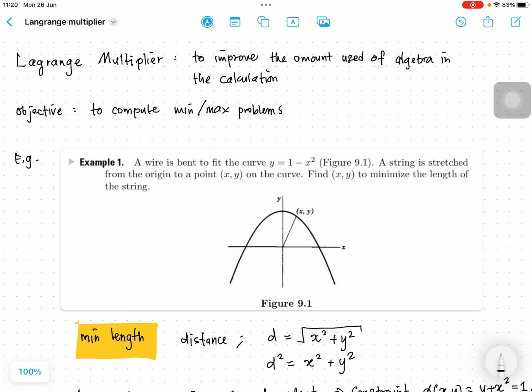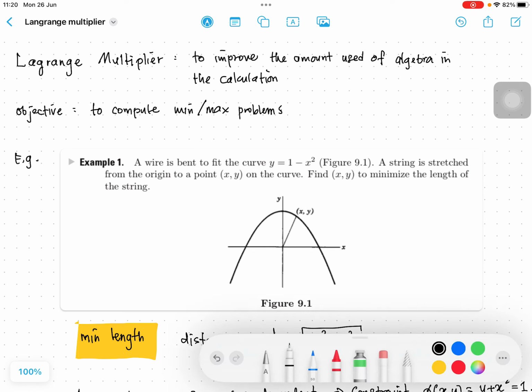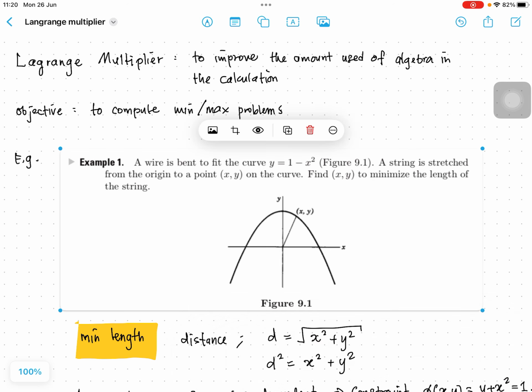A wire is bent to fit the curve y equals 1 minus x squared. Look at figure 9.1. A string is stretched from the origin, this point, to a point (x, y) on the curve, or somewhere on that curve. The question will be to find the point (x, y) that minimizes the length of the string.